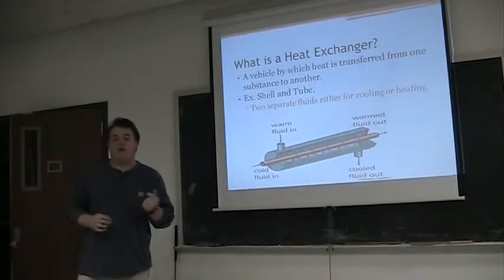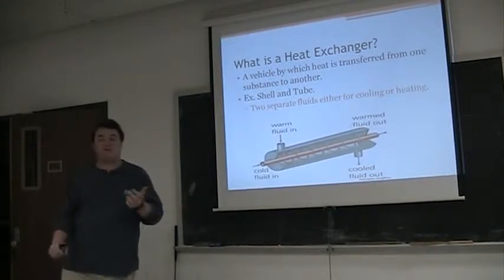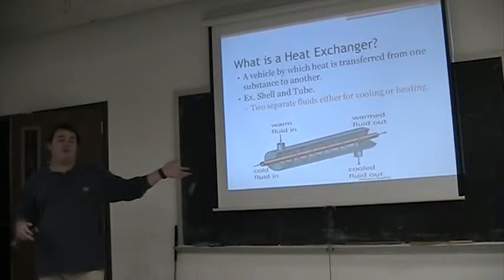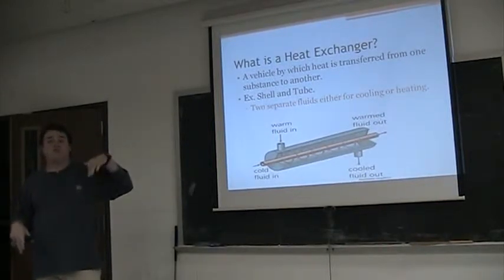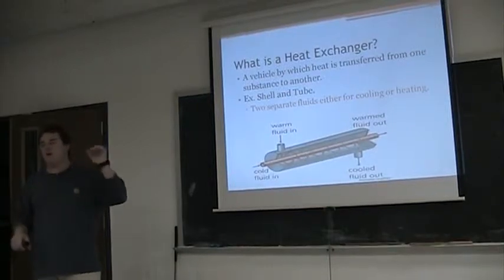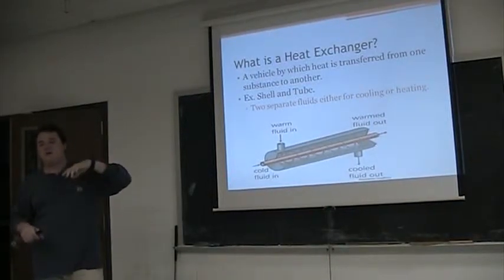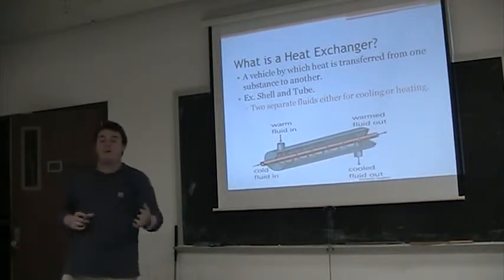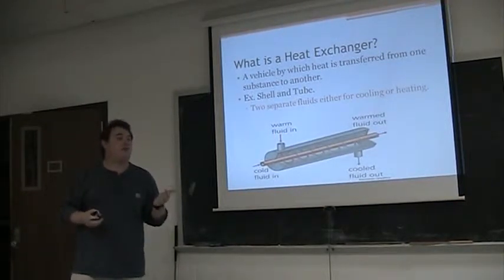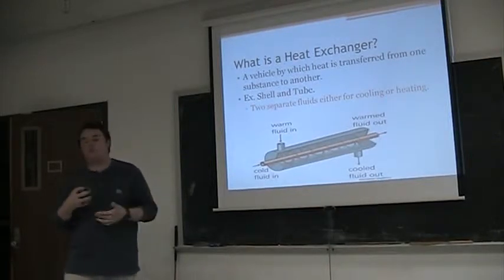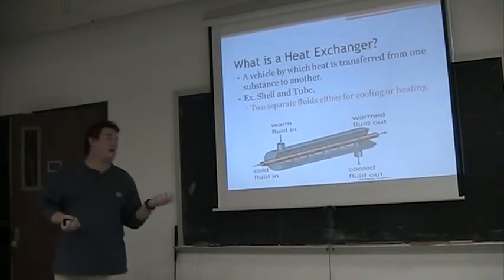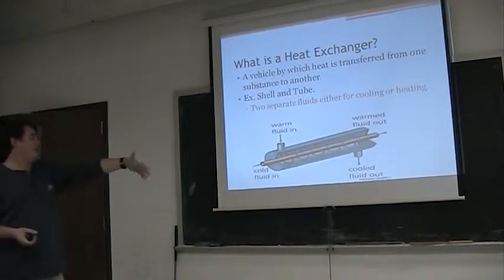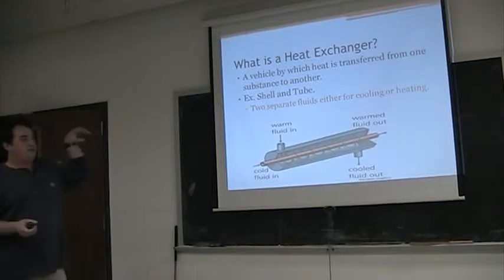A good example of this is a shell and tube heat exchanger, in which you have a tube going through the obvious exterior shell, and there are two fluids which are independent of each other. Whether you want to transfer heat to or from the center pipe, that's really dependent on what process you're working with. In this case, it's warm fluid in, and then the warm fluid goes out of the pipe because the heat is transferred to it.